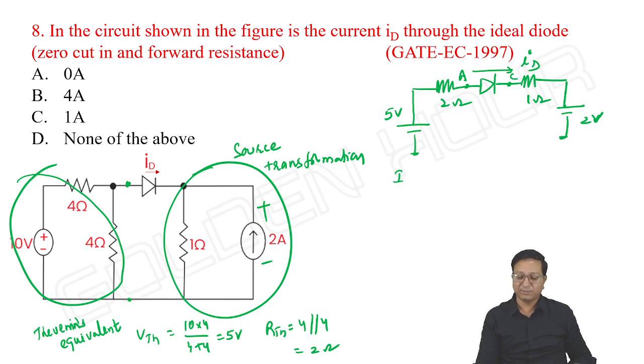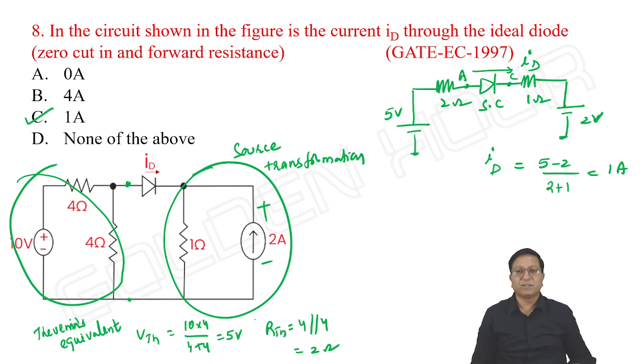The current ID is (5 minus 2) by (2 ohms plus 1 ohm). Anyway, the diode will conduct, it acts as a short circuit. So 3 by 3, it is 1 ampere. Option C is correct. That's it. These are all very, very simple questions. Okay, like this we can do.